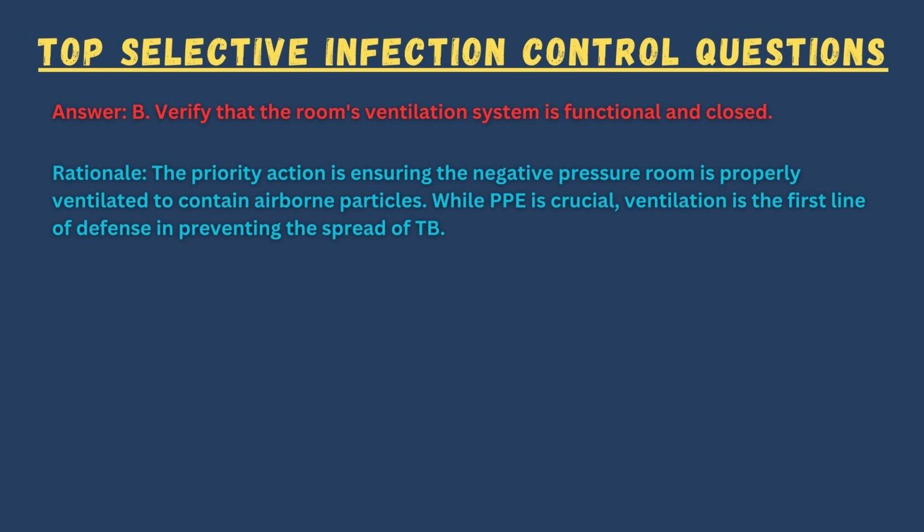Answer: B. Verify that the room's ventilation system is functional and closed. Rationale: the priority action is ensuring the negative pressure room is properly ventilated to contain airborne particles. While PPE is crucial, ventilation is the first line of defense in preventing the spread of TB.